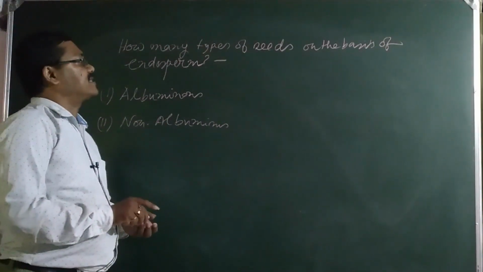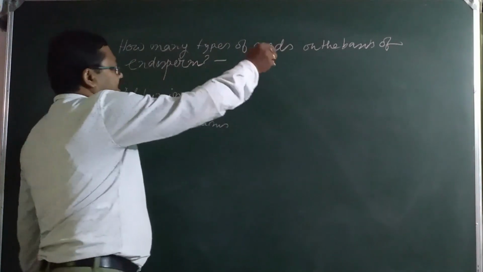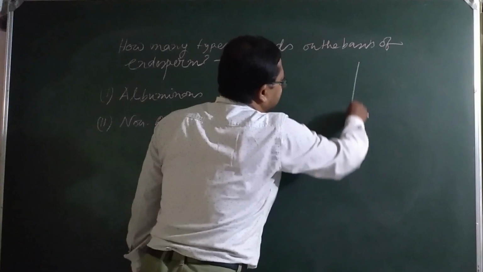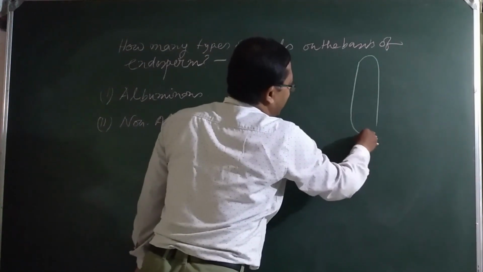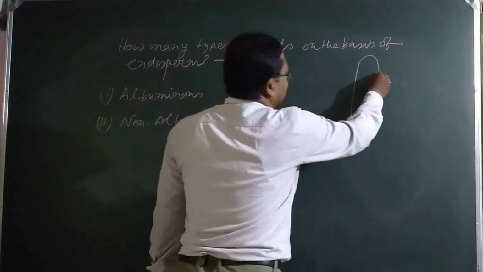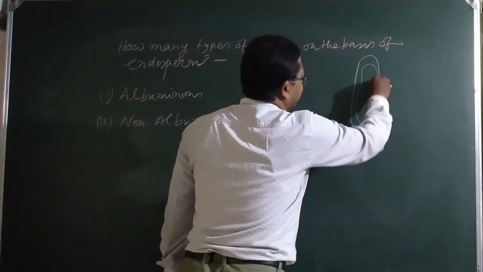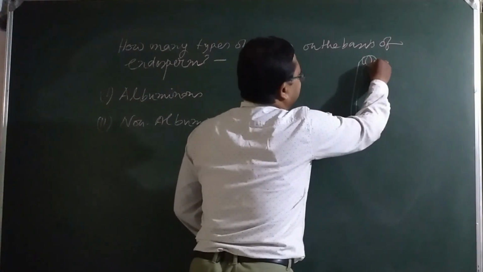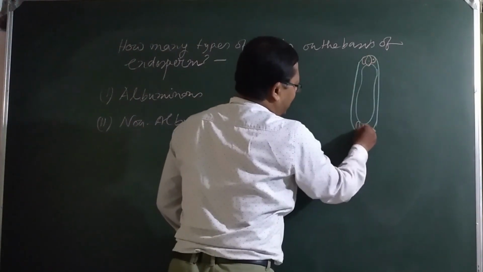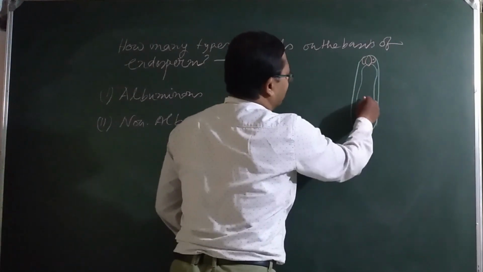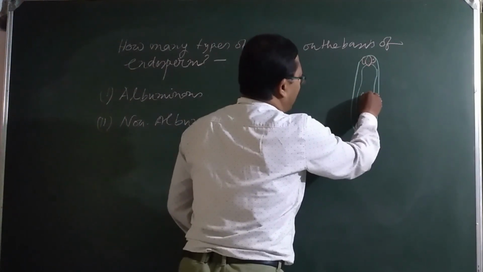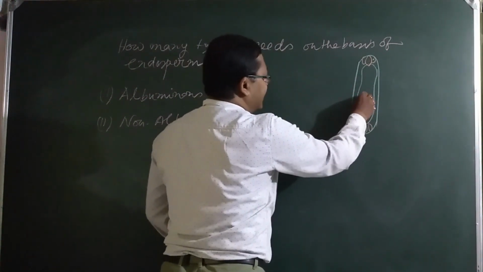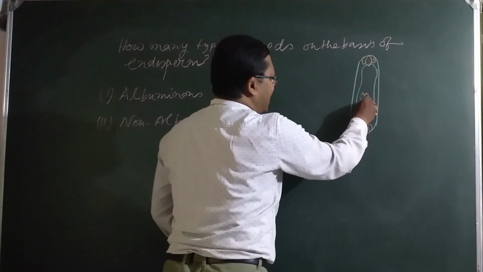In the previous class it was discussed how endosperm is formed. Suppose this is the embryo sac. Within the embryo sac, the central cell is present. Opposite are three cells: the egg cell and two synergids, then three antipodal cells, and the central cell contains two polar nuclei. These two polar nuclei fuse, forming a definitive nucleus.